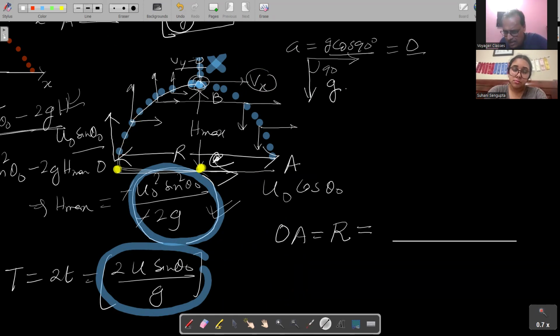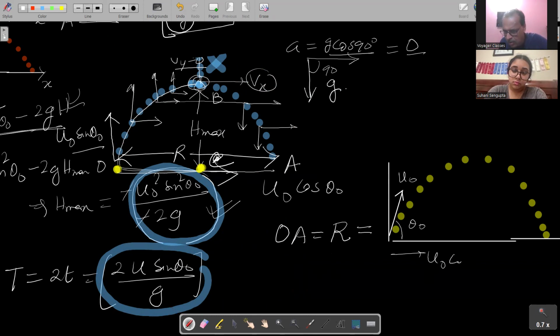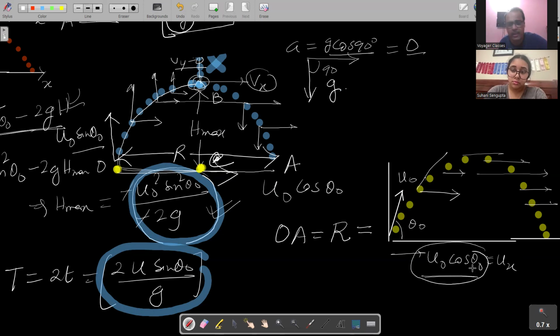If you assess this movement, the particle has moved like this and then fallen to that particular area. Once it started its journey with a velocity u0 at angle theta 0, then u0 cos theta 0 is the starting velocity, that is ux, the horizontal component. Here, apparently you may say that the angle is changing and the velocity is also decreasing, but the horizontal component is ultimately u0 cos theta. It is not going to change.